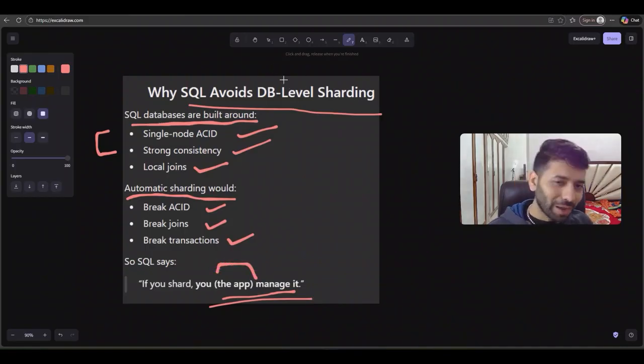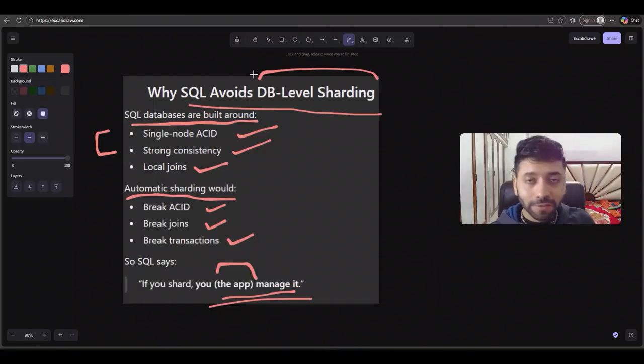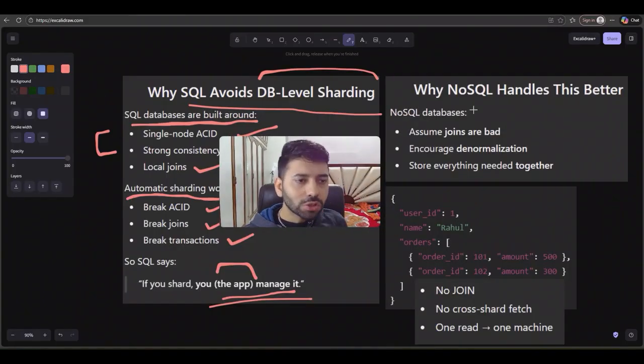Okay. Now you may ask why I'm using this term, DB level sharding. This is because in NoSQL, there is DB level sharding which is automatic, and that is not handled at the app level. Don't worry about it. You'll get more idea as we discuss NoSQL databases. But just to give you a brief summary, NoSQL handles this in a better way because in NoSQL, we assume that joins are bad.